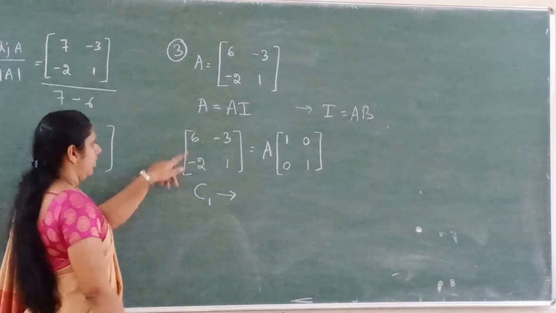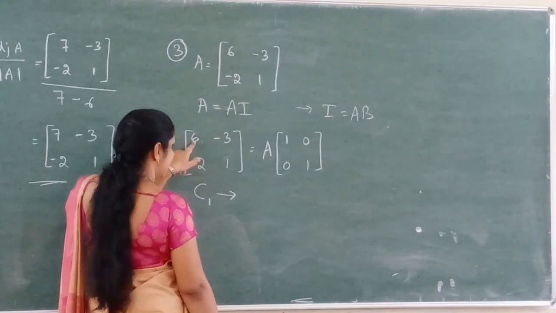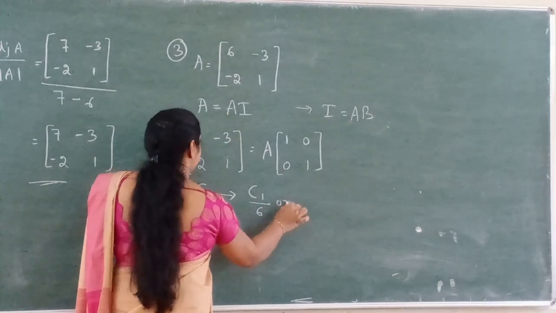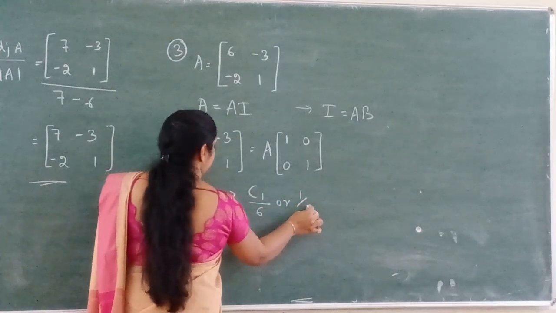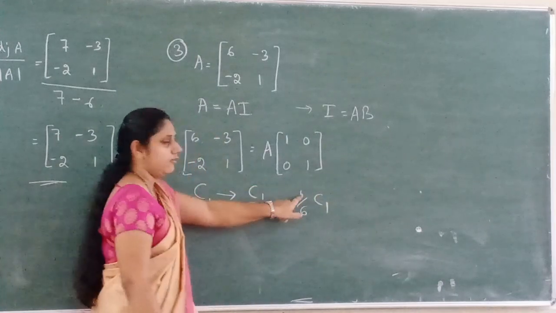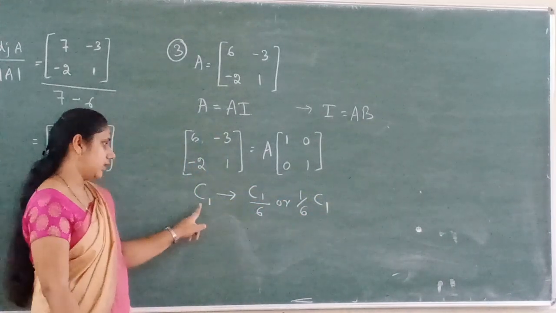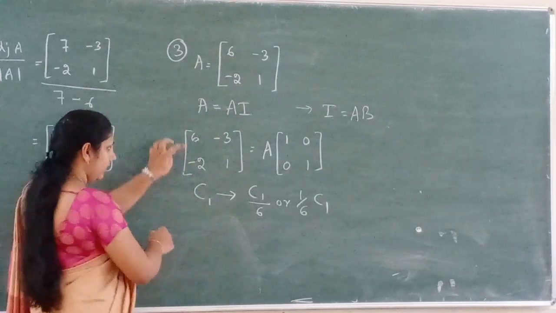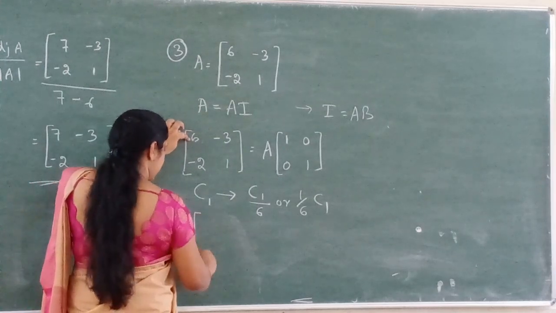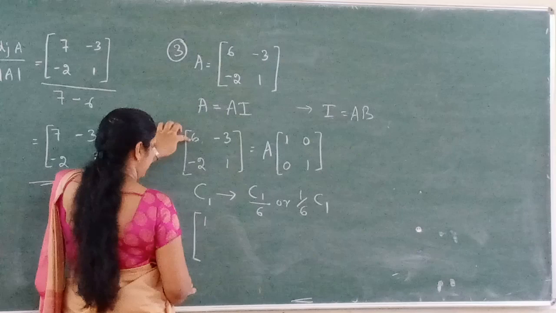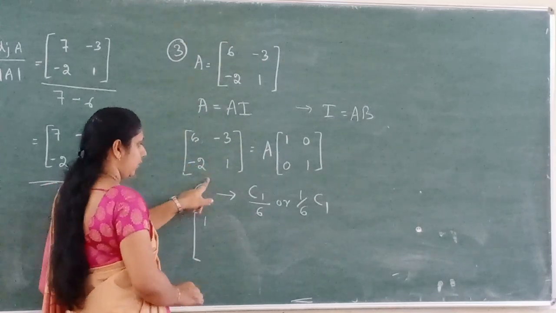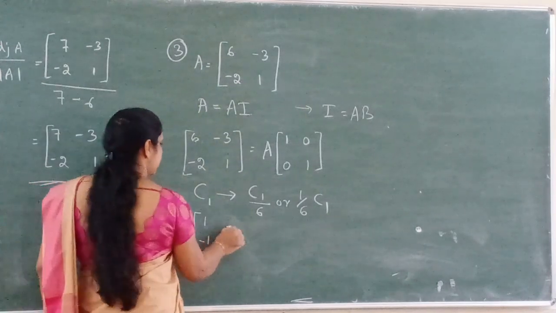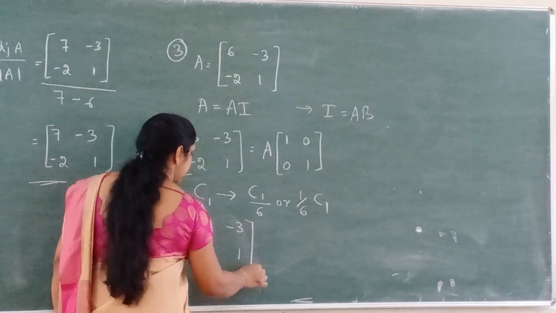So if I do the operation, you have to change C1. Here the element present is 6. So I divide by 6, which is the same as 1 by 6 times C1, where 1 by 6 is a scalar. So this operation is the same as Ci goes to K times Ci. Then the matrix reduces to 6 by 6, 1, minus 2 into 1 by 6, that is minus 1 by 3, and this is minus 3, and this is 1.